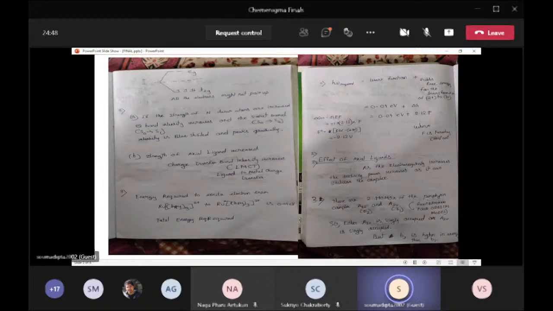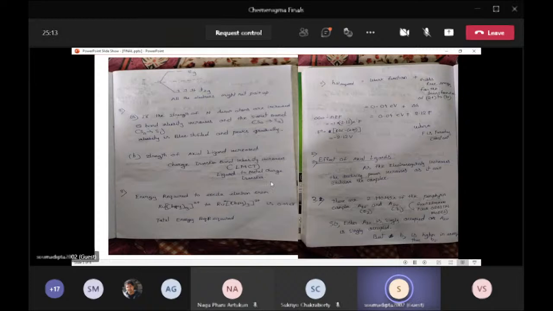in the effect of axial ligands, as the electronegativity of the axial ligand increases, we can see there could be an increase in the oxidizing power, as it can stabilize the complex. The electronegativity forms a charged species, so it can easily stabilize the complex.